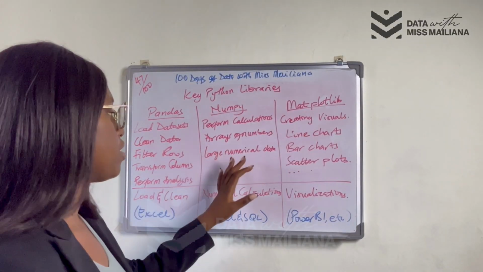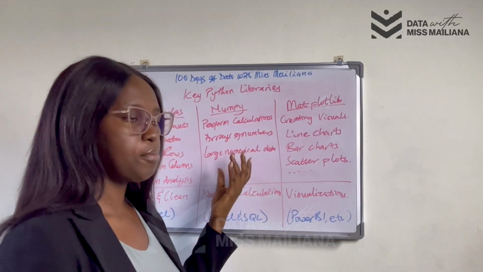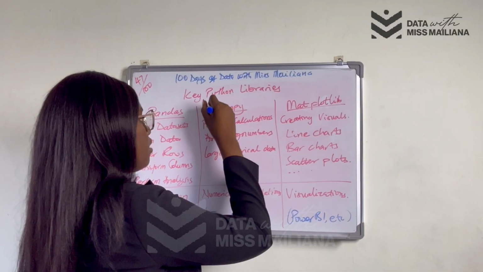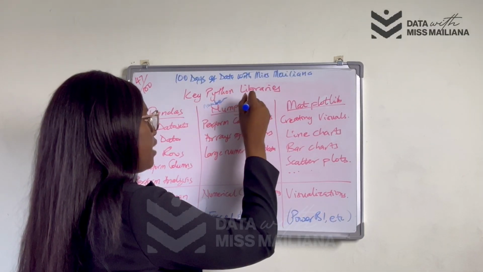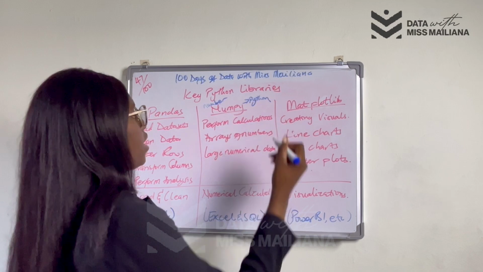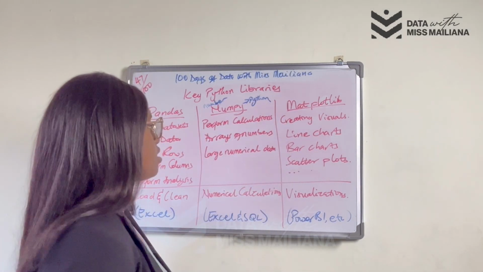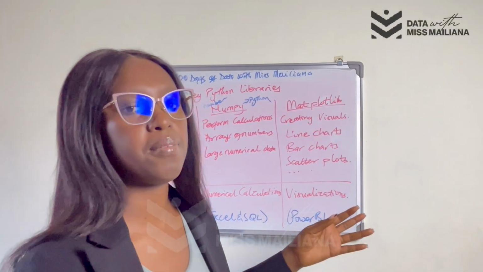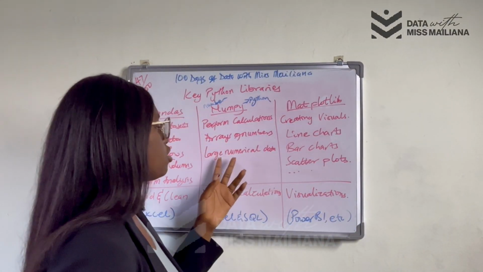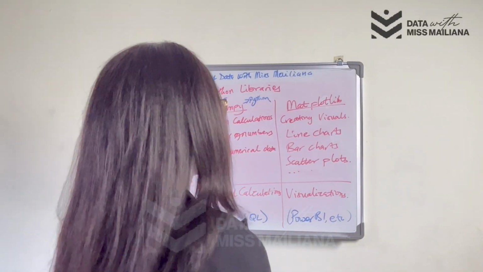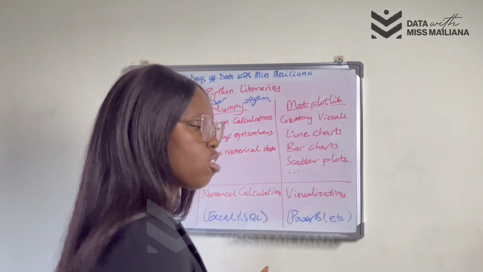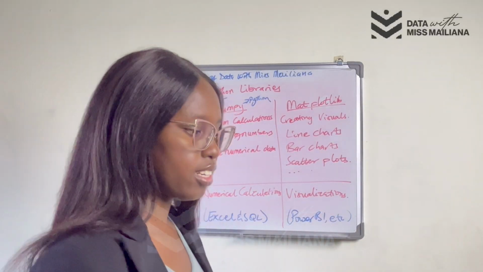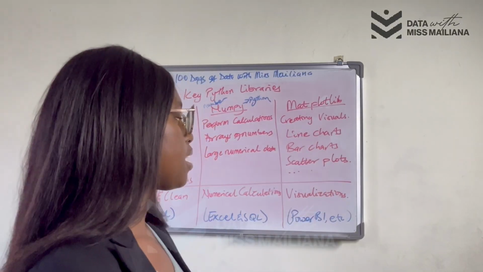So we move on to the next thing. The next library is NumPy, which is short for Numerical Python. It helps you perform calculations on arrays of numbers, like sets of numbers. It also helps you perform calculations on large numerical data. So NumPy is more about numbers, doing lots of calculations on numbers. And then Matplotlib helps you create visuals, so visualization, that is line charts, bar charts, scatter plots, and all that.